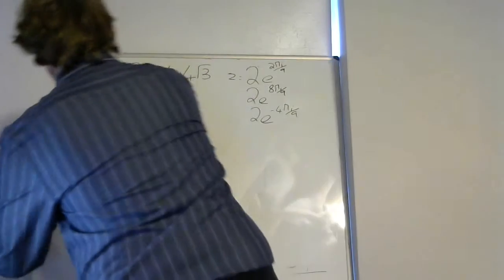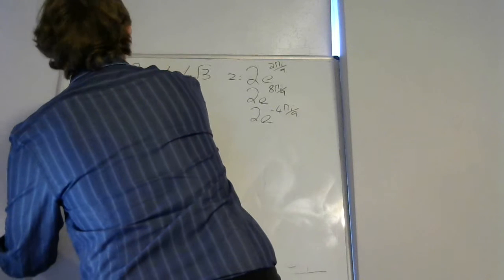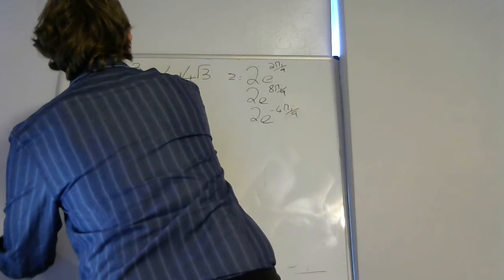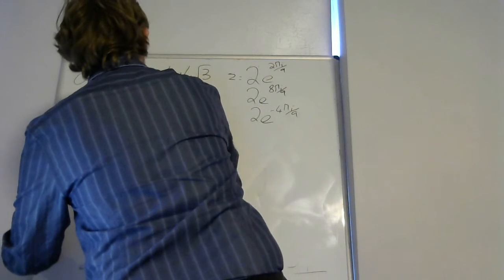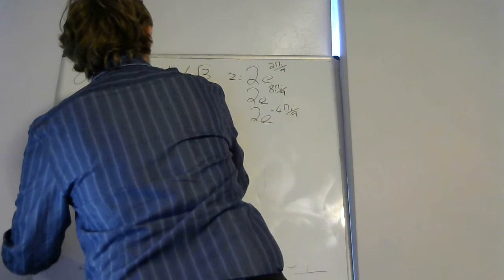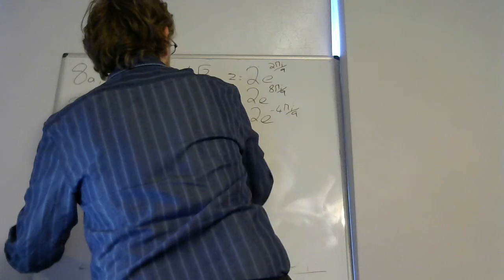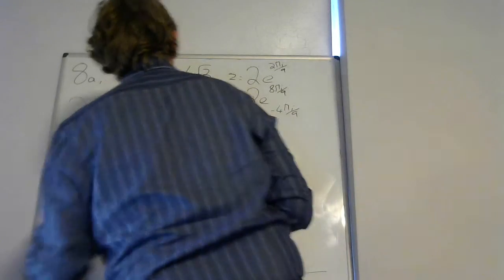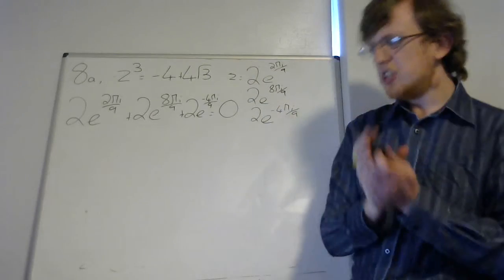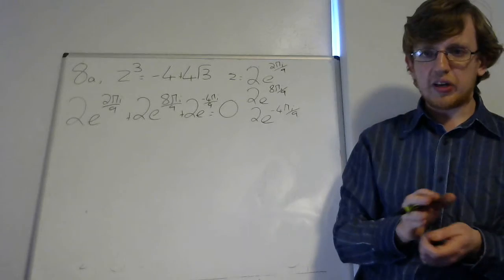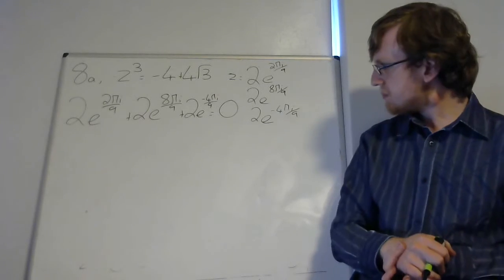So 2e to the 2 pi i on 9 plus 2e to the 8 pi i on 9 plus 2e to the minus 4 pi i on 9 equals 0. Great. So it's looking a little bit closer to what the answer has, but still not quite there.